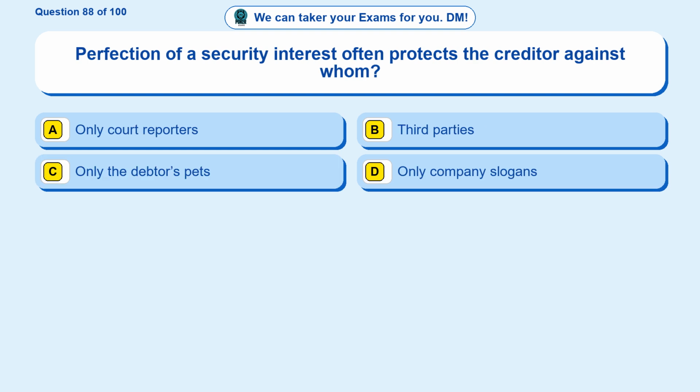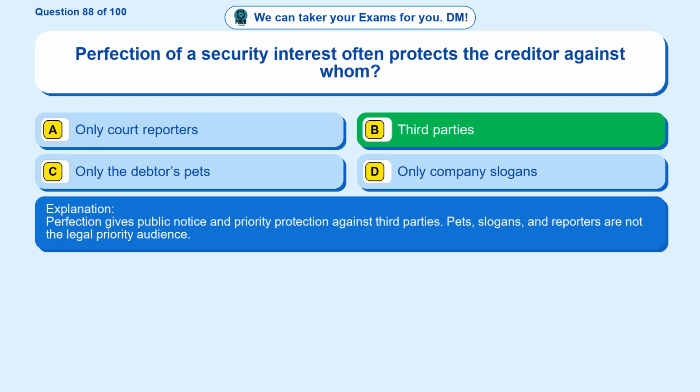Question 88. Perfection of a security interest often protects the creditor against whom? Option A, only court reporters. Option B, third parties. Option C, only the debtor's pets. Option D, only company slogans. The correct answer is option B, third parties.